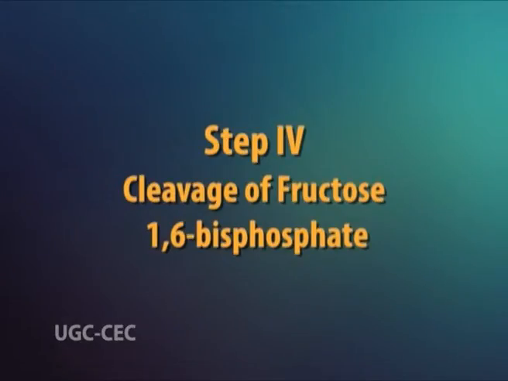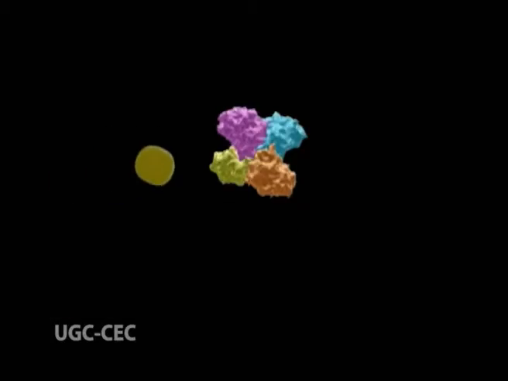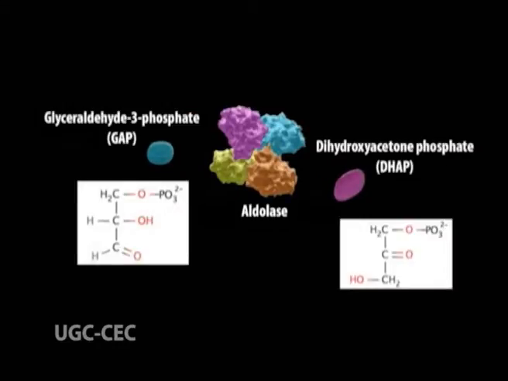Next is the fourth step, which is cleavage of fructose 1,6-bisphosphate. This step utilizes the enzyme aldolase, which catalyzes the cleavage of FBP to yield two 3-carbon molecules. One of these molecules is called glyceraldehyde 3-phosphate, GAP, and the other is called dihydroxyacetone phosphate, DHAP.